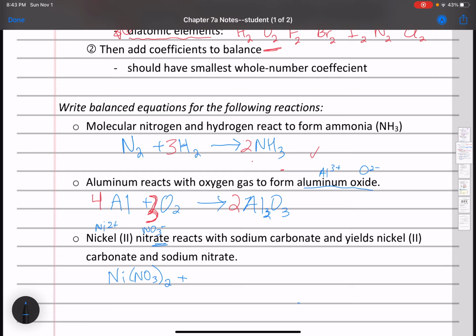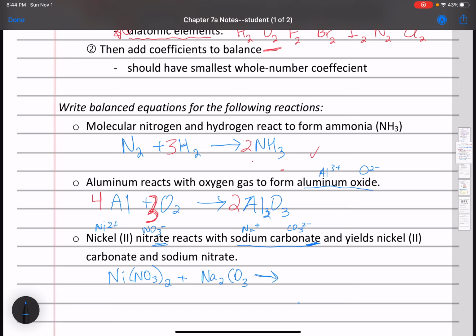Okay, and it reacts with sodium carbonate. That is a polyatomic ion, carbonate. We look it up, CO3 with a 2- charge. Sodium is on the periodic table. It has a 1+ charge. So the formula for sodium carbonate is going to be Na2CO3. I don't need parentheses. All right, I need 2 sodiums and 1 carbonate.